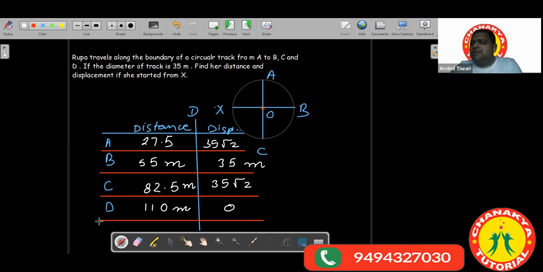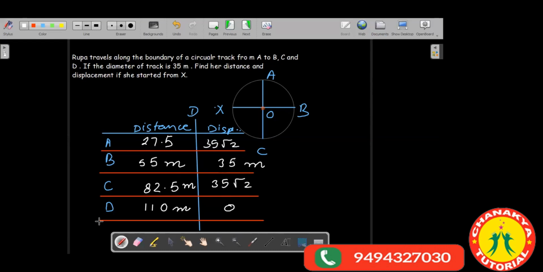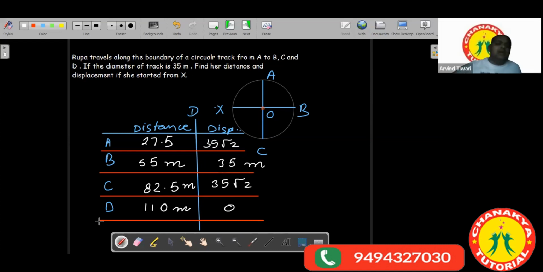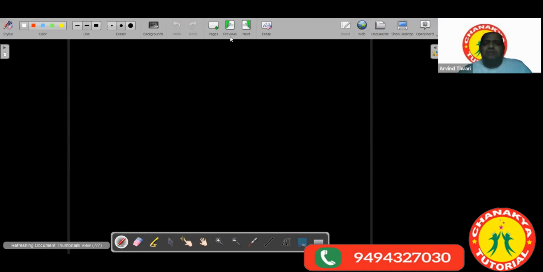Got everything about distance and displacement? Yeah, sir. Okay. So I think we now understand everything about distance and displacements, right? Distance is the length of the actual path traveled. The displacement is the shortest path between the initial and final positions, right? Now we try to list out the differences between distance and displacements.